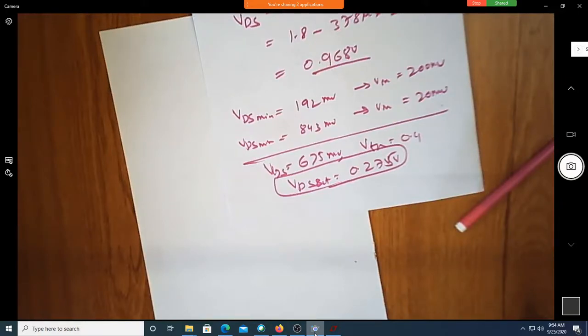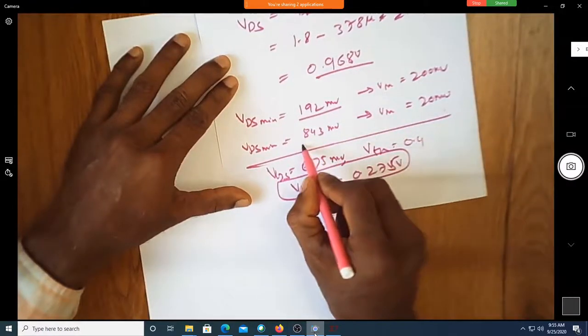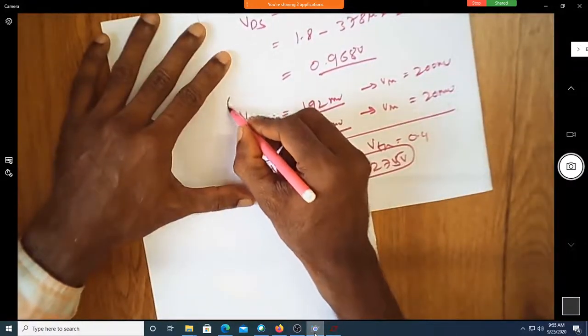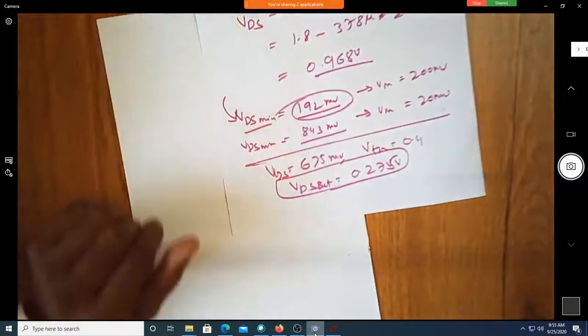It is the minimum voltage to be maintained across drain and source to keep the MOSFET in saturation region. Is the definition correct? Yes, sir. VDS SAT is the minimum voltage to be maintained across drain and source to keep the MOSFET in saturation region. If the voltage goes below 275, then the MOSFET enters linear region. Perfect. Now see what is this VDS and what is this VDS. Now let us talk about what is the region of operation of the MOSFET when the VDS is 192 millivolt.